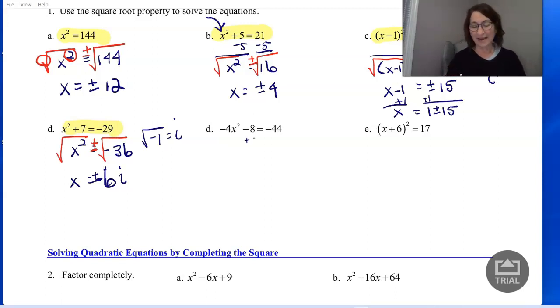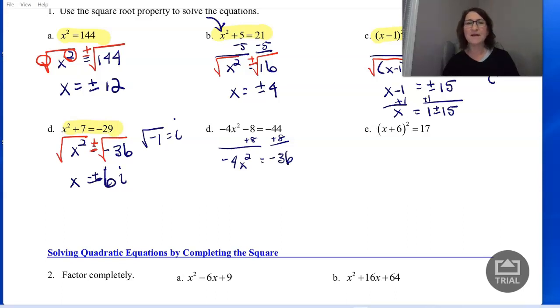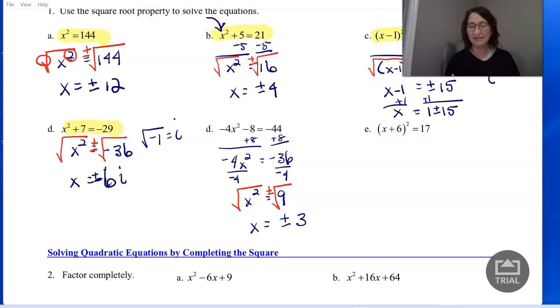I'm going to add 8 to both sides. So when I do that, I get negative 4x squared is equal to negative 36. Divide both sides by that coefficient of negative 4, and so I get x squared is equal to 9. I'm going to take the square root of both sides, looking for my positive and negative roots, and so I'm left with x is equal to both plus and minus 3.